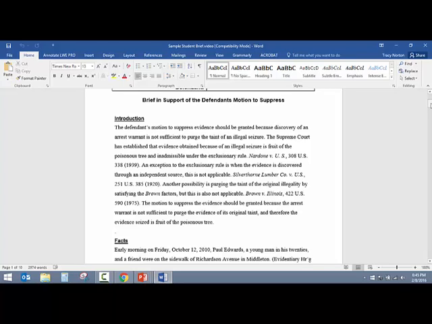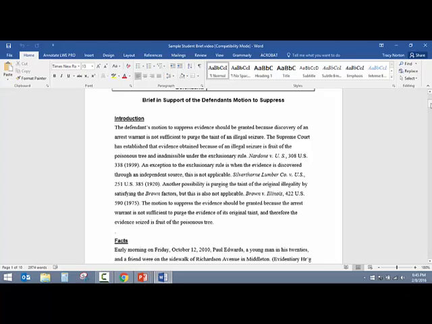Another possibility is purging the taint of the original illegality by satisfying the Brown factors, but this is also not applicable. And so you're raising another exception. And in doing so, what this writer is doing is showing that the arguments that the opposing party is likely to make are simply not applicable in this situation. And so without even addressing the opposing party, the author has started to undercut the opposing party's arguments.